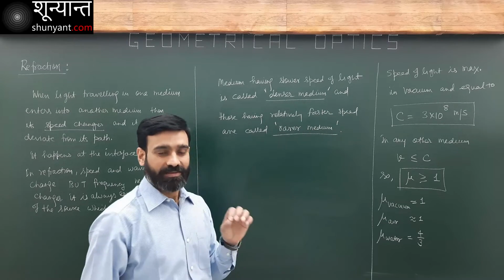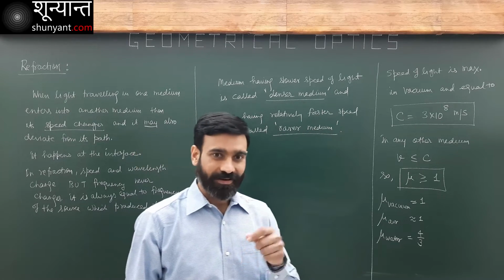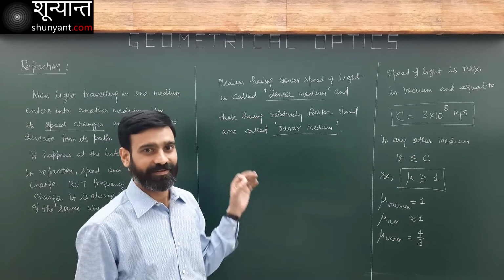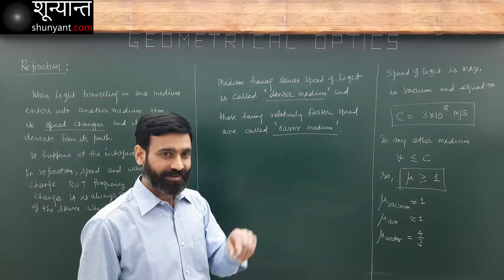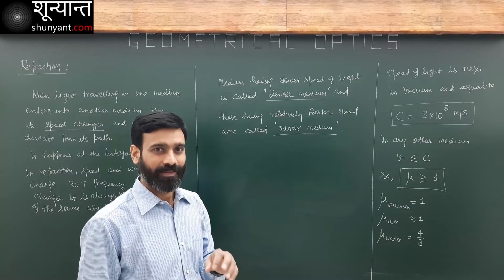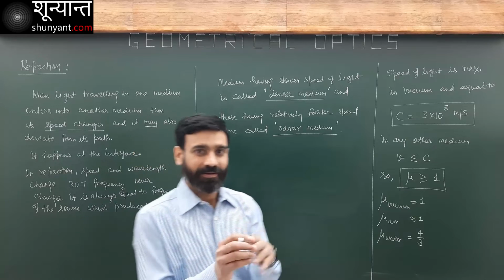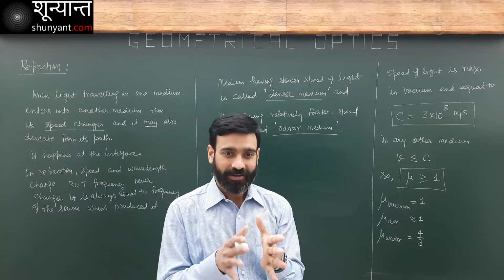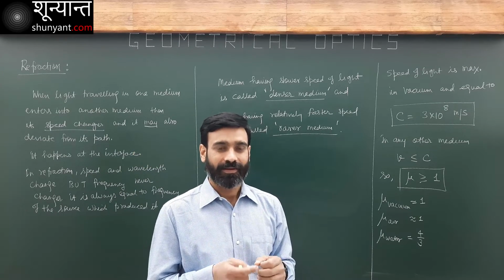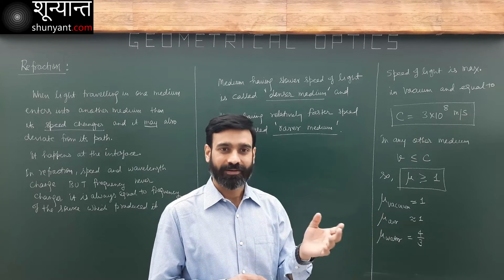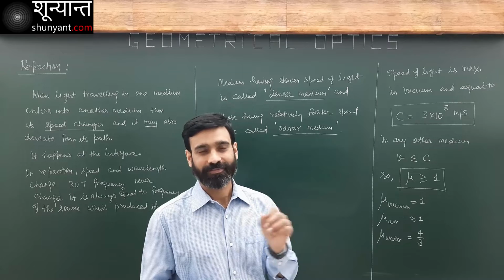Denser medium has nothing to do with the physical density, mass by volume. Understand this. This is optical density. This is not the physical density, mass over volume. So I have two mediums. If I compare the speed of light, in one medium speed will be slower as compared to the other one. The other one it will be faster as compared to the first one.